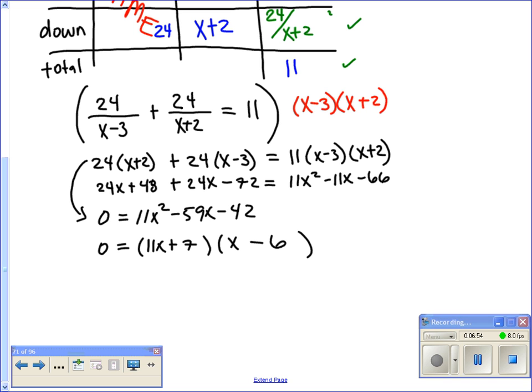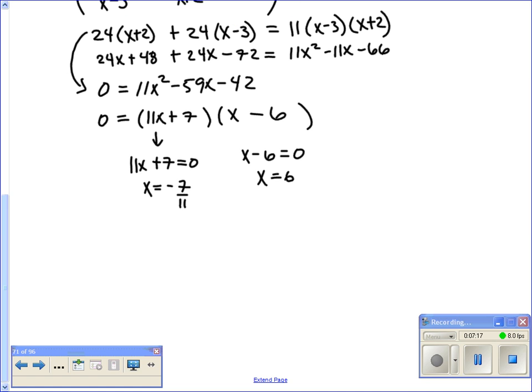Right? So now that I have that, it's going to produce two solutions. If I set this first one equal to 0, 11x plus 7 equals 0, then I would get x is equal to negative 7 over 11. Or the other possibility is x minus 6 equals 0, so x is equal to 6. Now you have to think about what you know. This is the speed in still water, so it's not going to be a negative speed. So the rate in still water is going to be 6 kilometers per hour. Okay, and that's the solution to that problem.